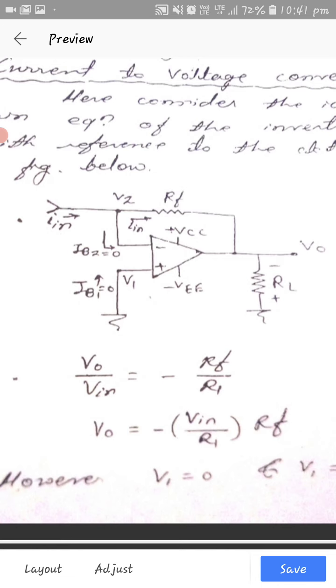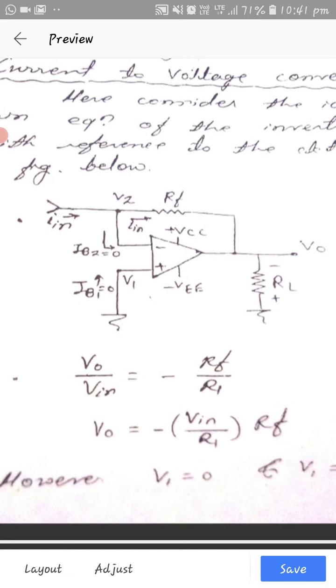At the inverting terminal the input voltage is V2. We apply the input current I in. The current IB2 flowing through this terminal is equal to 0. The output is connected back to the input as feedback. Here one resistor RF is used, which is the feedback resistor.